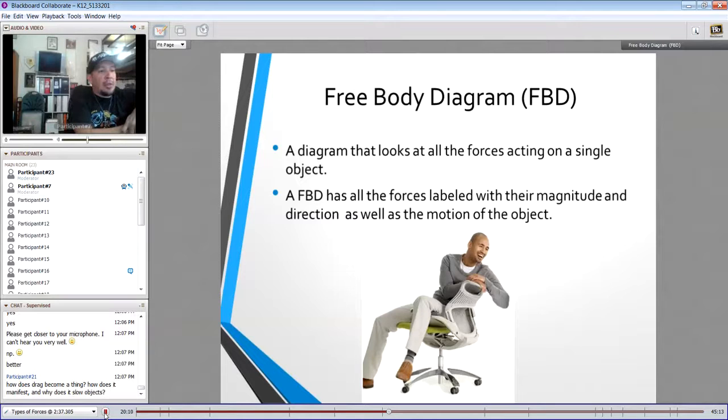How does drag become a thing? How does it manifest? Why does it slow down objects? Drag is basically the applying of fluid friction. If you've got a piece of paper flying through the air like a paper airplane, the fluid friction is going to go over it and under it. Drag is when it catches onto the object. If I have the paper like this that's moving, I'm catching more air. Drag is basically catching those fluid particles of air. Hopefully that helps answer your question, Brandon.